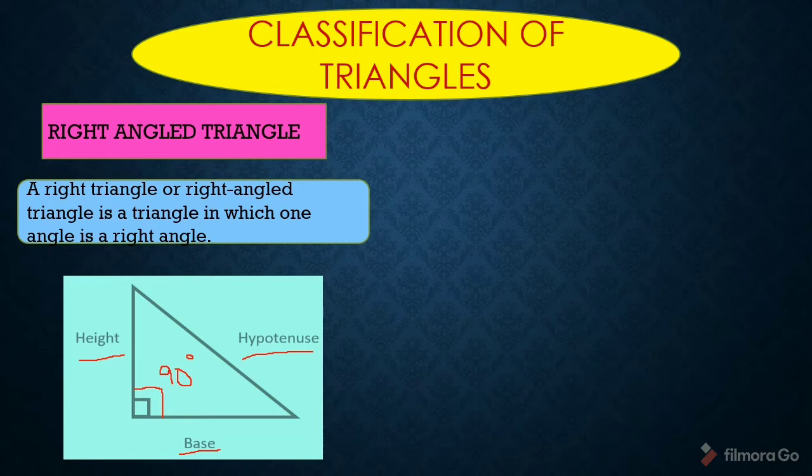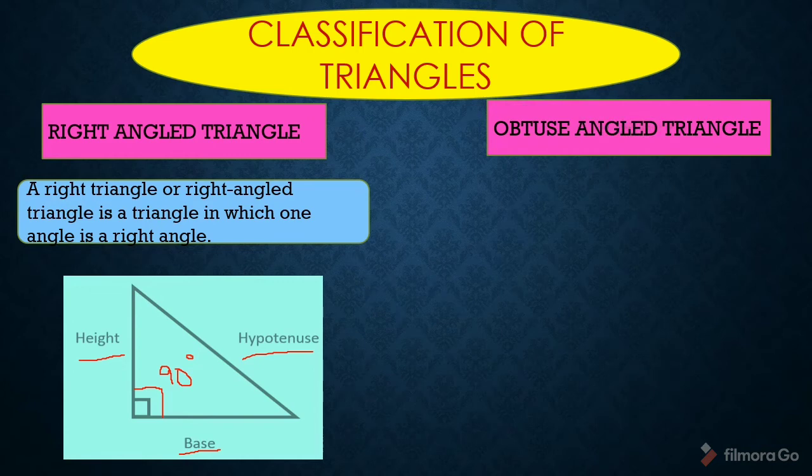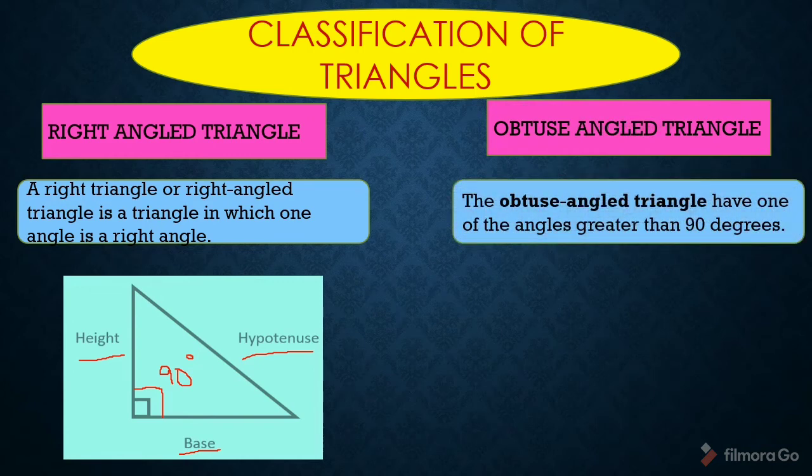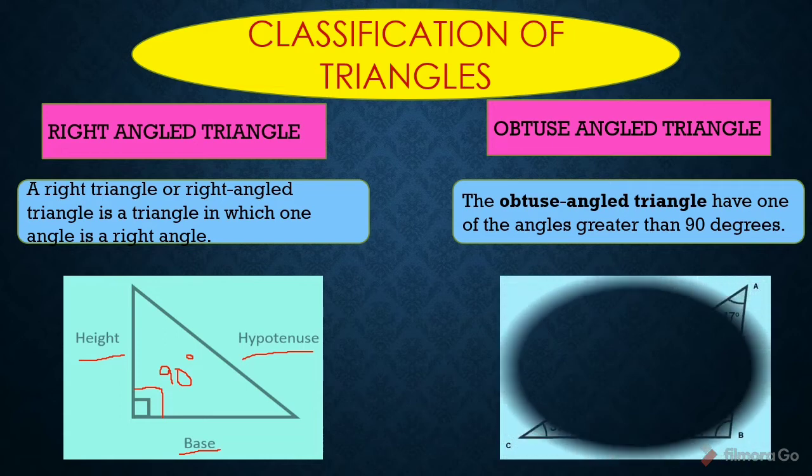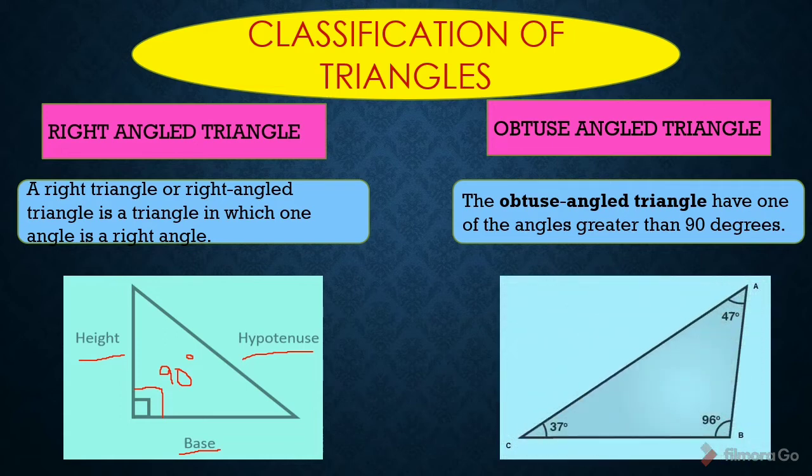Now the next one, obtuse angle triangle. The obtuse angle triangle has one of the angles greater than 90 degrees. See in this figure, 96 degree. One of the angles is 96 degree which is greater than 90. So it is an obtuse angle triangle. Okay.